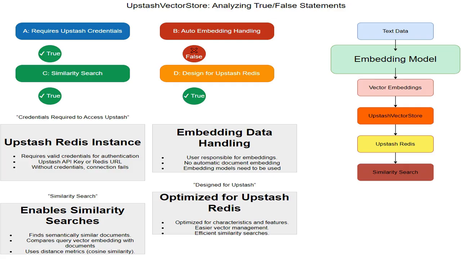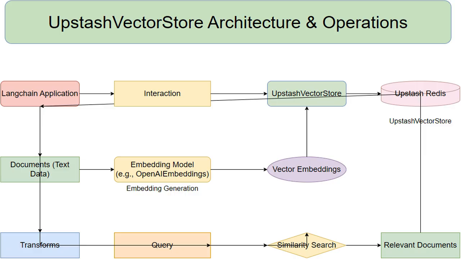Text data is the raw textual content that you want to analyze and search. It can be documents, articles, or any other form of written information. To use text data with a vector store, you first need to convert it into vector embeddings using an embedding model.